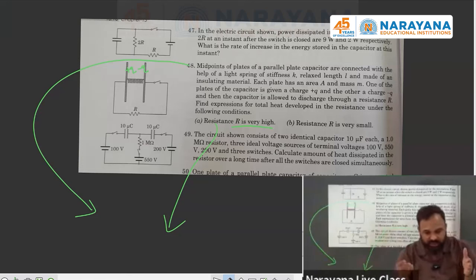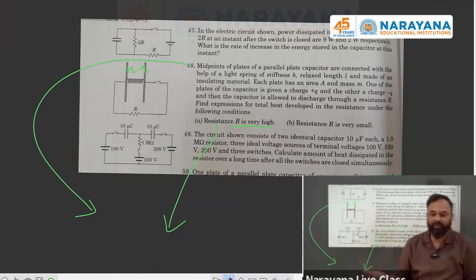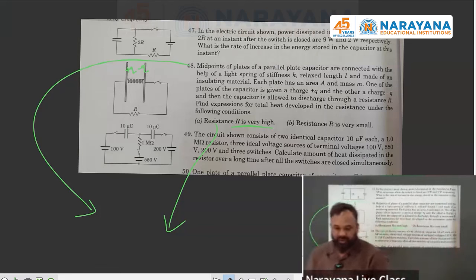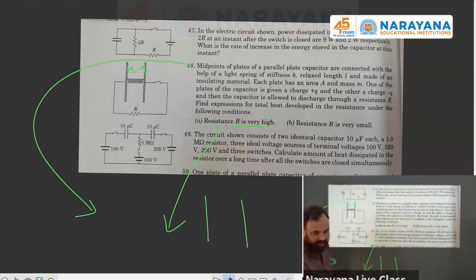So either he should have said that while they were getting attracted, and the position where the net force was zero, some external agent just stopped the two plates for a moment and then left. Then it would have been a better problem. So the thing is, before the charge starts getting leaked, there will be an equilibrium state if somebody stops it there.